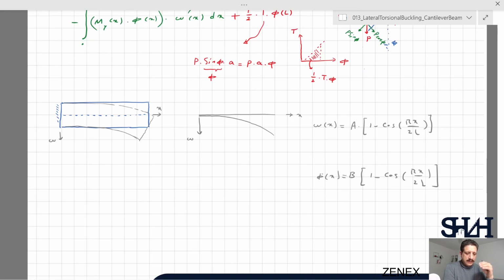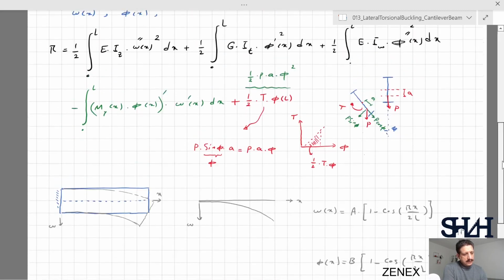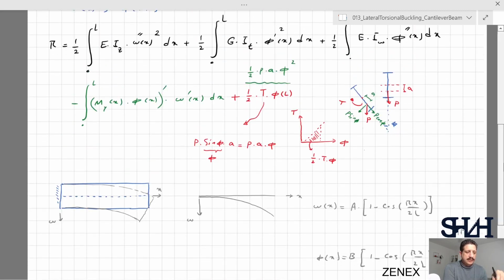So the only thing that we need, we substitute these two functions to total potential energy function, and then as far as we are looking for A and B, then we make the first derivative of pi by respect of A and B, and then as far as it should be 0 like other examples that we had earlier, we form the determinant of the coefficients, and the determinant to have non-trivial solution should be 0.